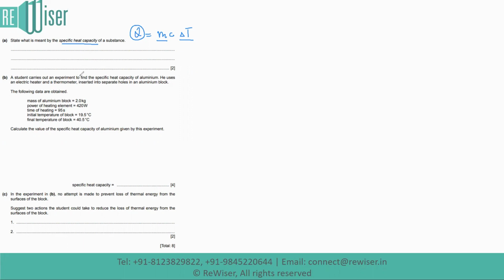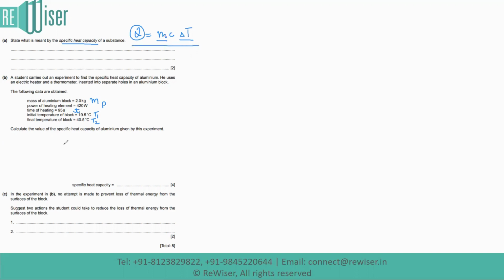A student carries out an experiment to find the specific heat capacity of aluminum. He uses an electric heater and a thermometer inserted into separate holes in an aluminum block. The following data are obtained. Here we have mass M, we have the power rating of the heating element, we have the time taken t, we have the initial temperature T1. Let's denote temperature by capital T so as to not confuse with time. Initial temperature T1 and final temperature T2. Calculate the value of specific heat capacity of aluminum through this experiment.